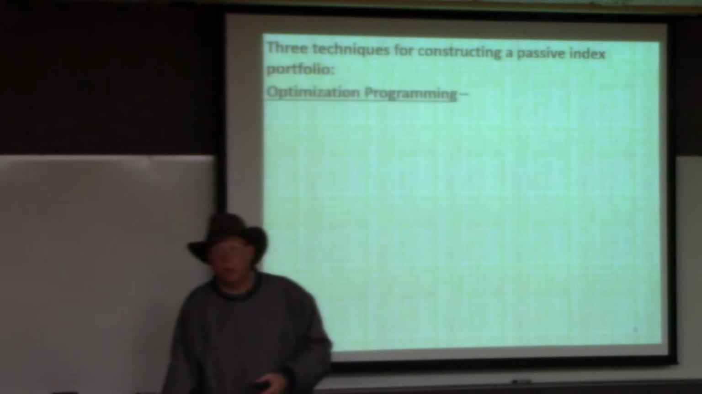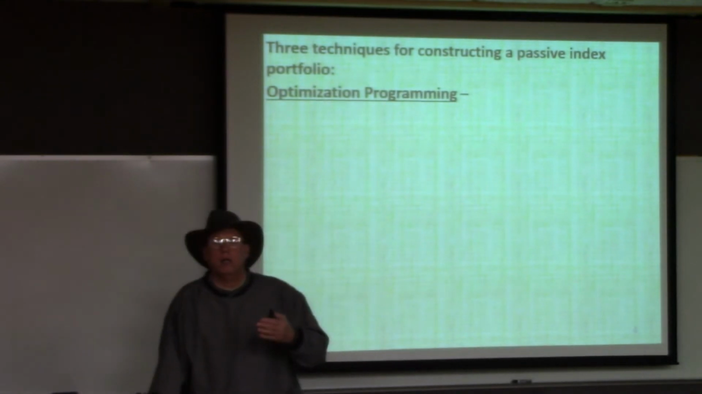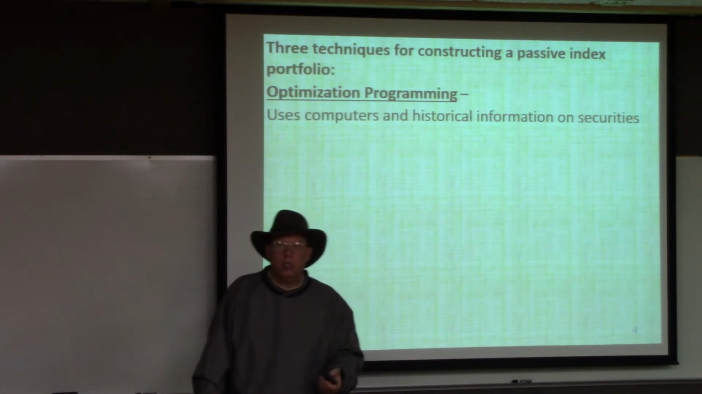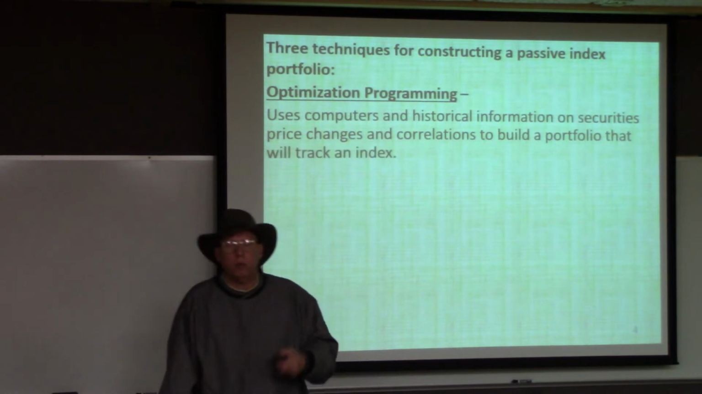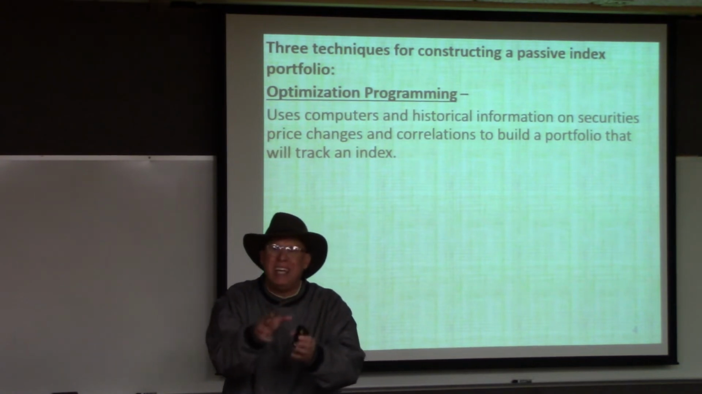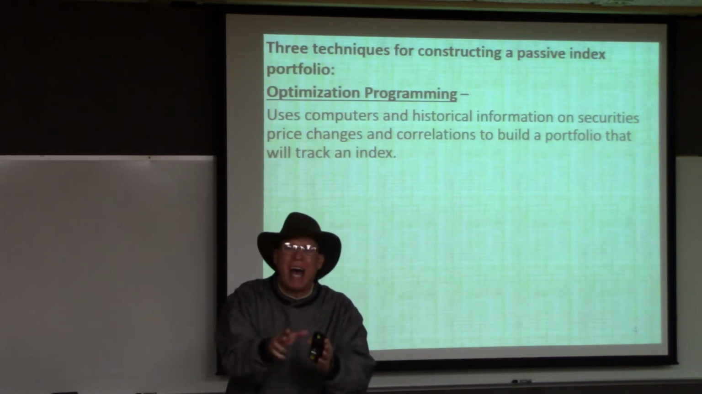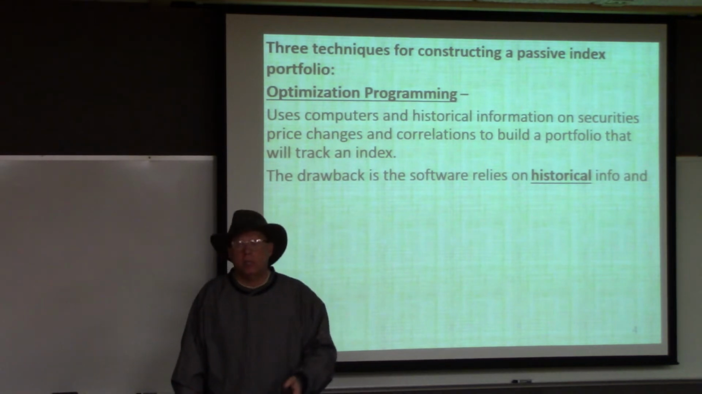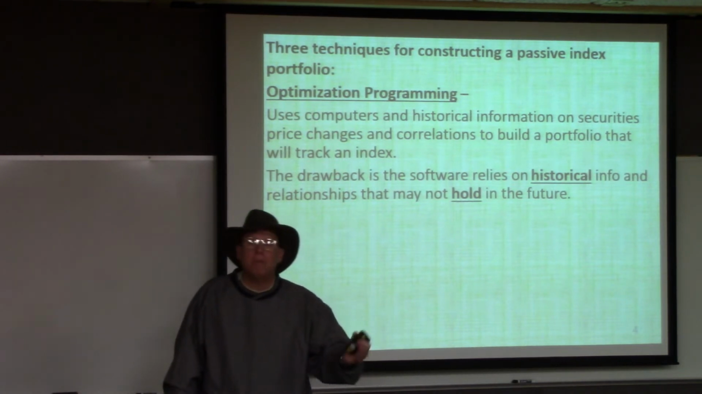The third method is optimization programming, and that's really similar to sampling, only it takes it to the next level. It uses computers and historical information on security prices and correlations in order to build a portfolio that will track an index. Your portfolio may not look anything like the benchmark, but it is constructed based on historical information to act like the target index. The drawback is the software relies on historical information and relationships that held in the past but may not hold into the future.